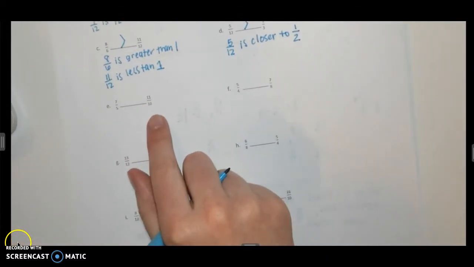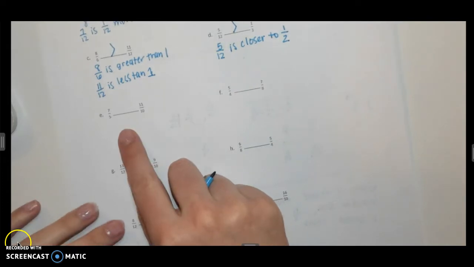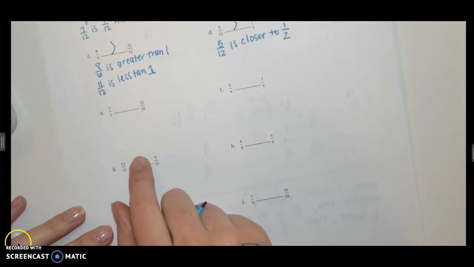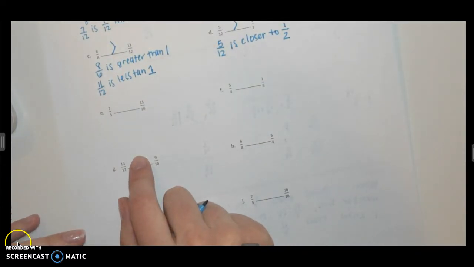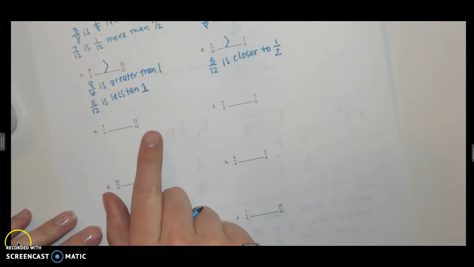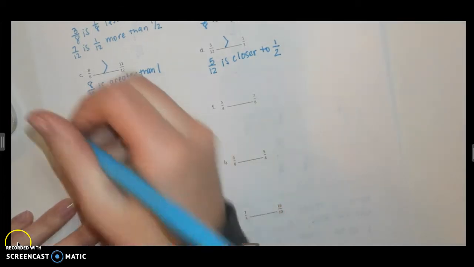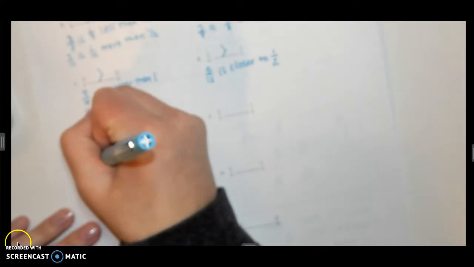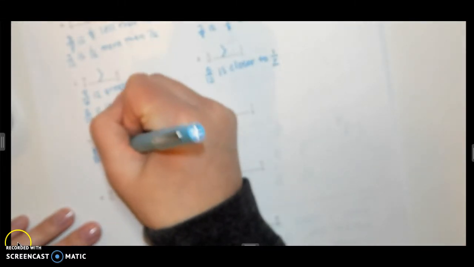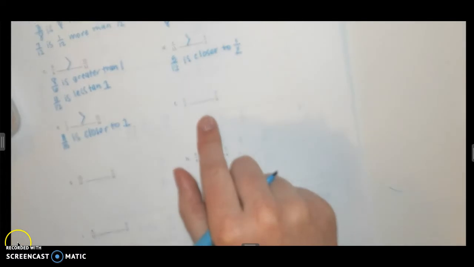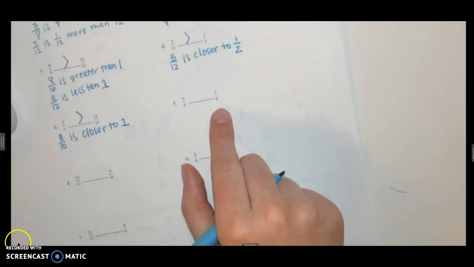Now move down to E. We have 7/5 and 11/10, which are both greater than 1. They're both greater than 1, obviously. But this one's only 1/10 over 1, where this is 2/5 over 1. So 7/5 would be greater. And you could write 11/10 is closer to 1.